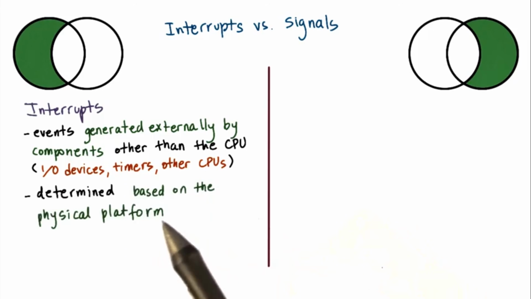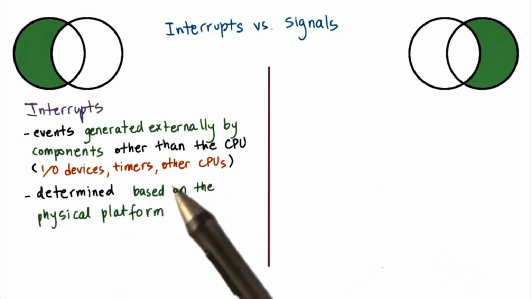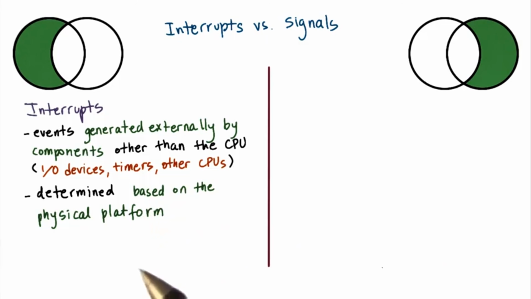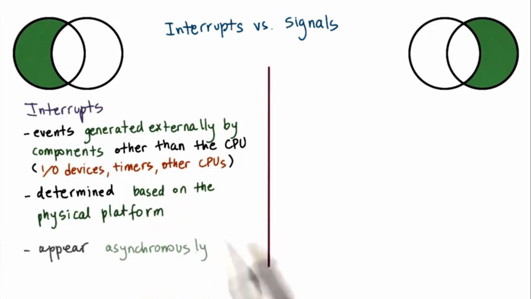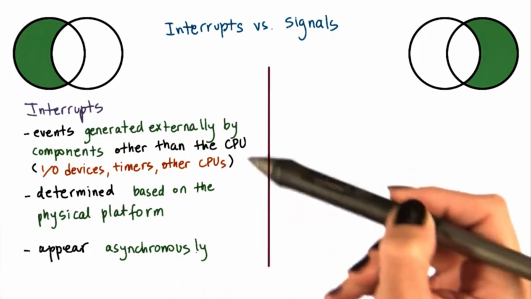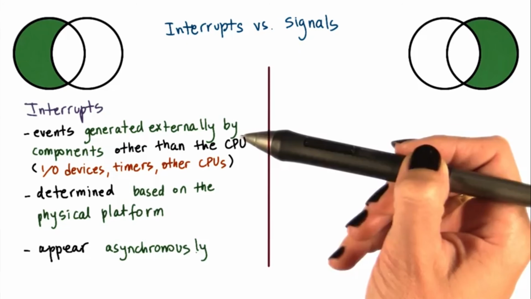Which particular interrupt can occur on a given platform depends on the specific configuration of the platform, like the types of devices that it has, for instance, or the details about the hardware architecture and similar features. Another important characteristic about interrupts is that they appear asynchronously. That's to say that they're not in a direct response to some specific action that's taking place on the CPU.